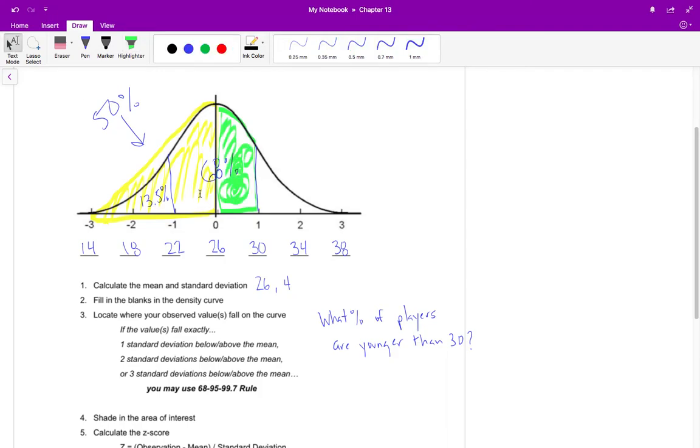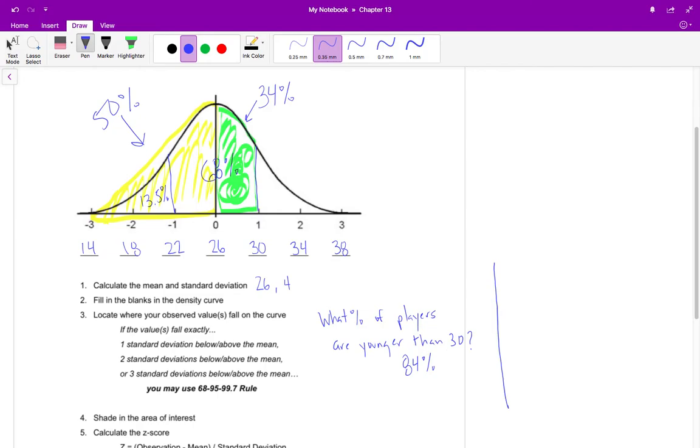Okay, well, I already know between 22 and 30 is 68%. So half of that, this region right here, from 26 to 30 is 34%. So 34 plus 50% together answers my question, what percentage of players are younger than 30? And that equals 84%. And that's my answer. Okay. That's answering that question using the 68, 95, 99.7 rule.